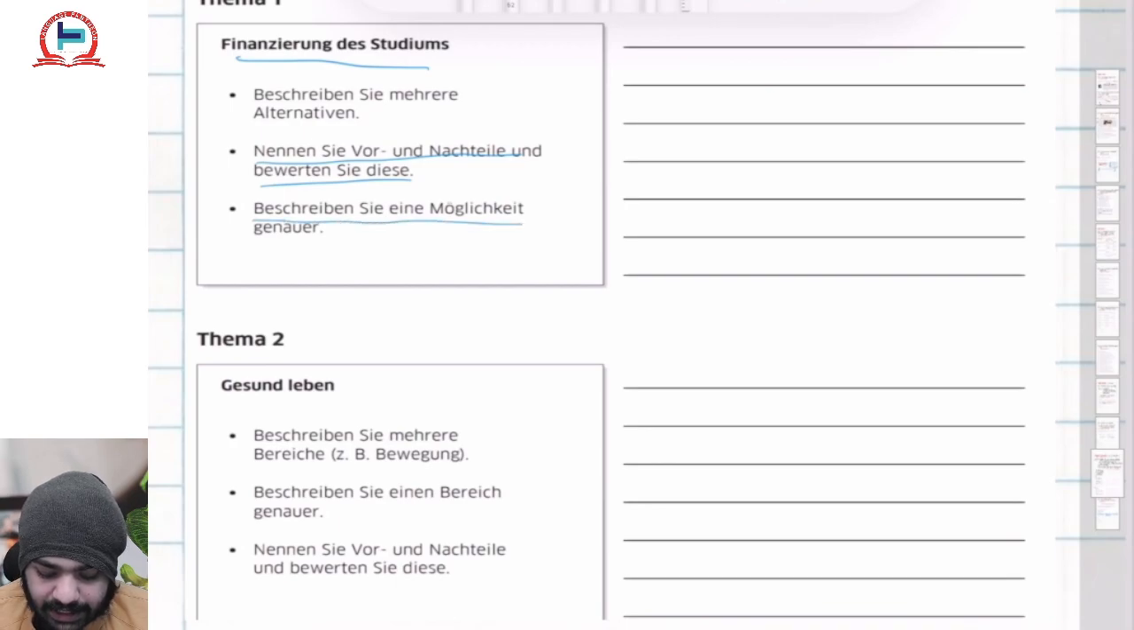Und beschreiben Sie eine Möglichkeit genauer. Describe one of those possibilities in detail. First, I'll tell different alternatives for financing the study, the Vorteile and Nachteile of the alternatives which I have just talked about, and finally, one of those alternatives I would be describing in detail.